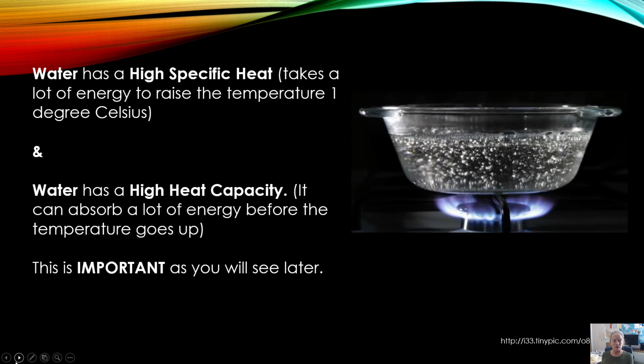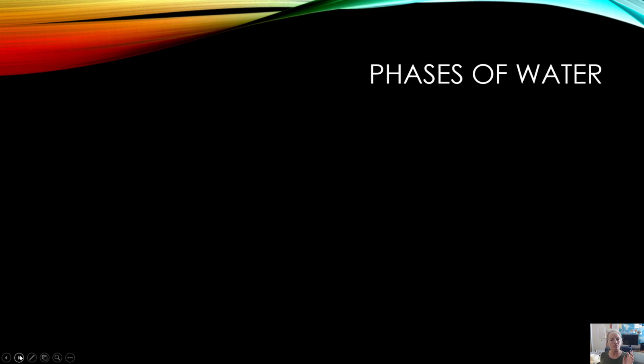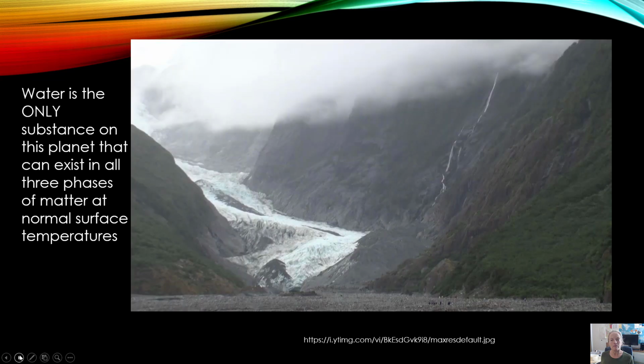All right, so yeah, that's just what I said. And so this stuff's important. Might sound a little dry right now, but it's important and we'll use it later. Okay, phases of water. The phases, that's another thing. Water is the only substance on this planet that exists in all 3 of its phases, and the phases, of course, are gas, liquid, and solid.